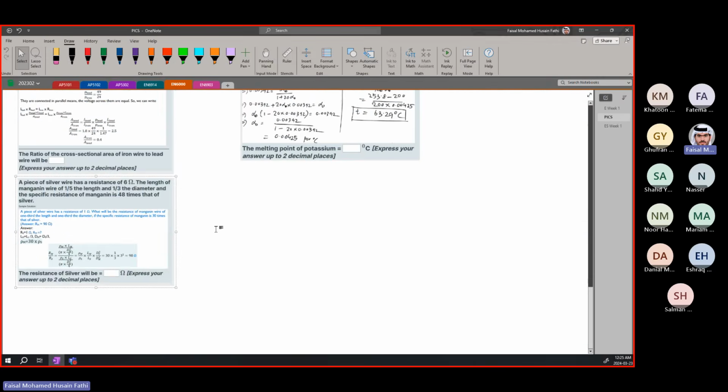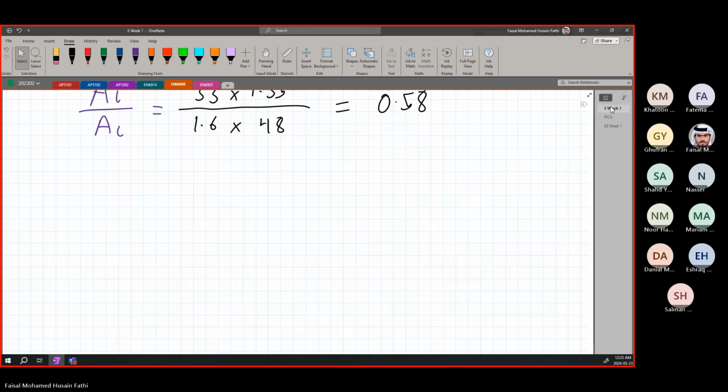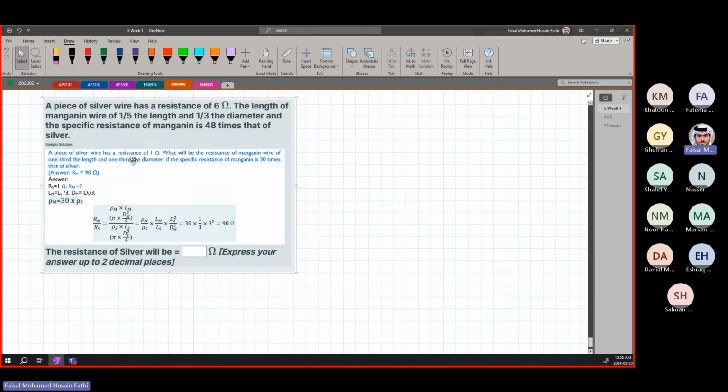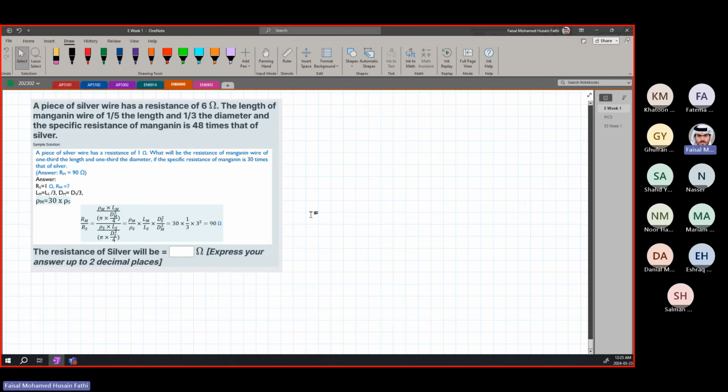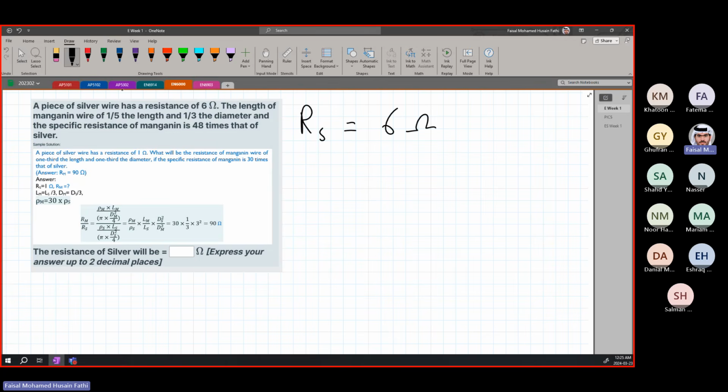Last question we have here, without temperature, just material. A piece of silver wire has a resistance RS, let's call it RS, equal to 6 ohm. Okay, so here they're giving us the resistance directly. The length of a manganese wire is 1/5 the length. What does that mean? And 1/3 the diameter, and the specific resistance of manganese is 48 times that of silver. So they're comparing this with silver.